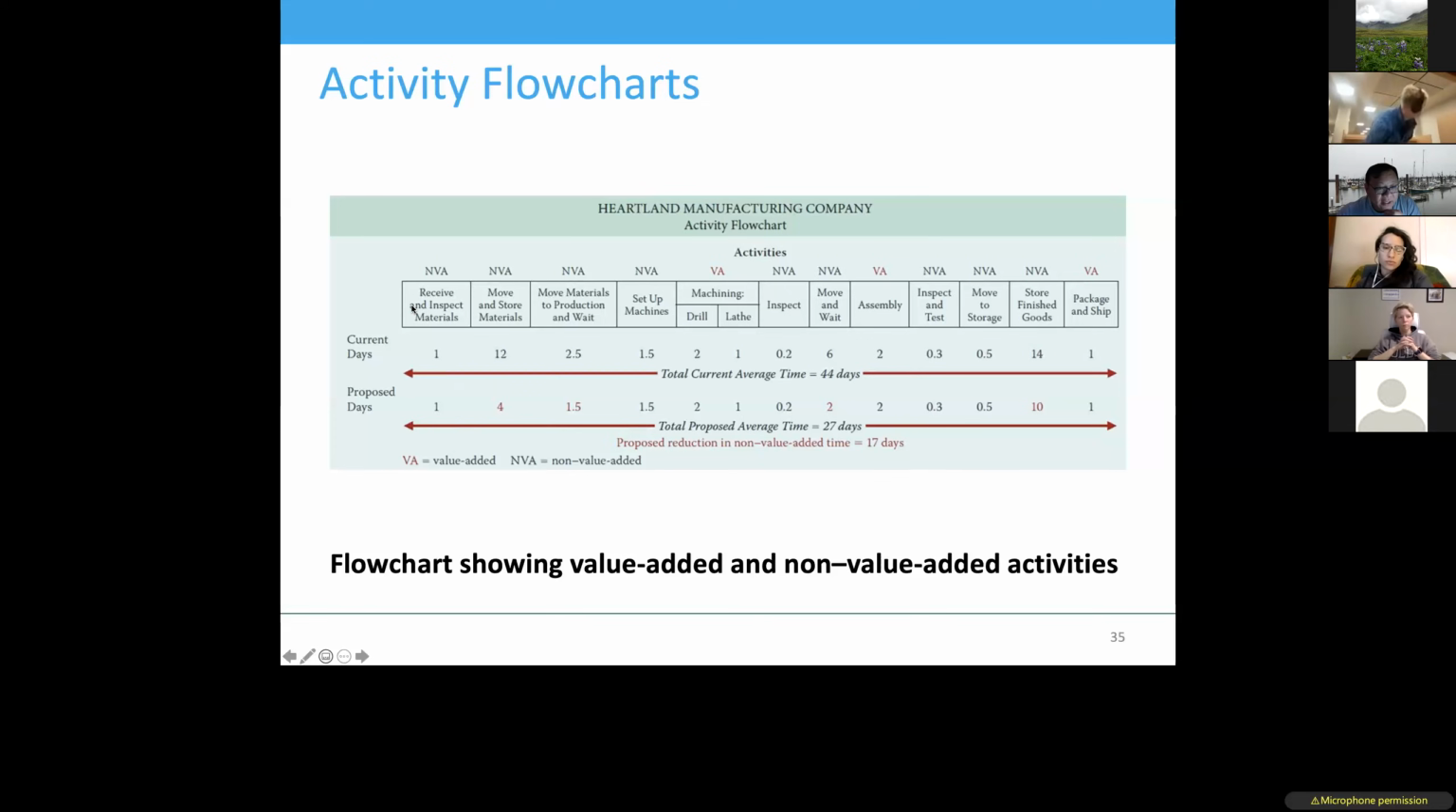So from the day they receive materials to the day the product is out, it used to take 44 days. They feel that this is too long. They can do a better job and cut it by 17 days. They analyze these activities using this flow chart, and they particularly point out these 3 activities where they can cut the time. Okay, that makes sense. Thank you.